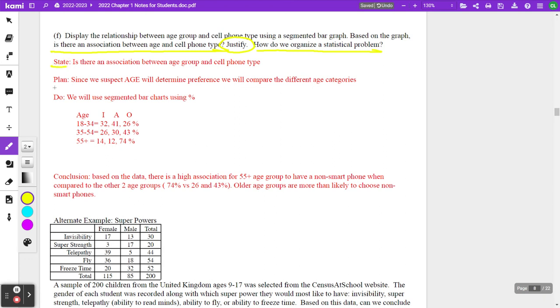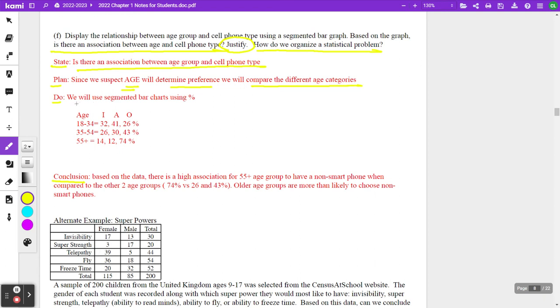You need to state, you need a plan, you need a do, and you need a conclude, or a conclusion. State, plan, do, conclude. So we're always doing state, plan, do, conclude. You state the question or the hypotheses or whatever we're dealing with. Is there an association between age group and cell type? What's the plan? Since we suspect age is the determining preference, we will compare our different age categories.